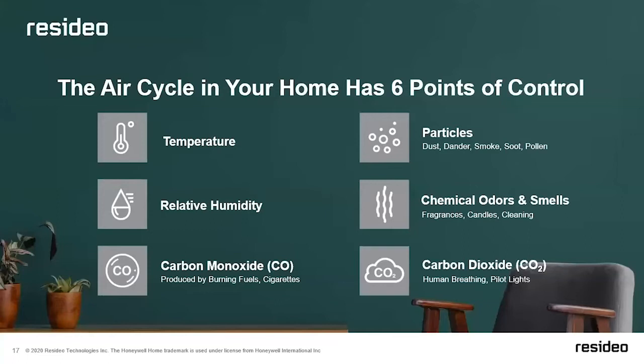So the AIRCYCLE has 6 points of control. We monitor 6 things. The first thing we monitor is temperature, and there's a range of temperature. The second thing is relative humidity. You also monitor that in a range. The third one is carbon monoxide, and that's a set point. So that means that if your carbon monoxide is above the point that's shown on the report, then it's something you have to take care of.